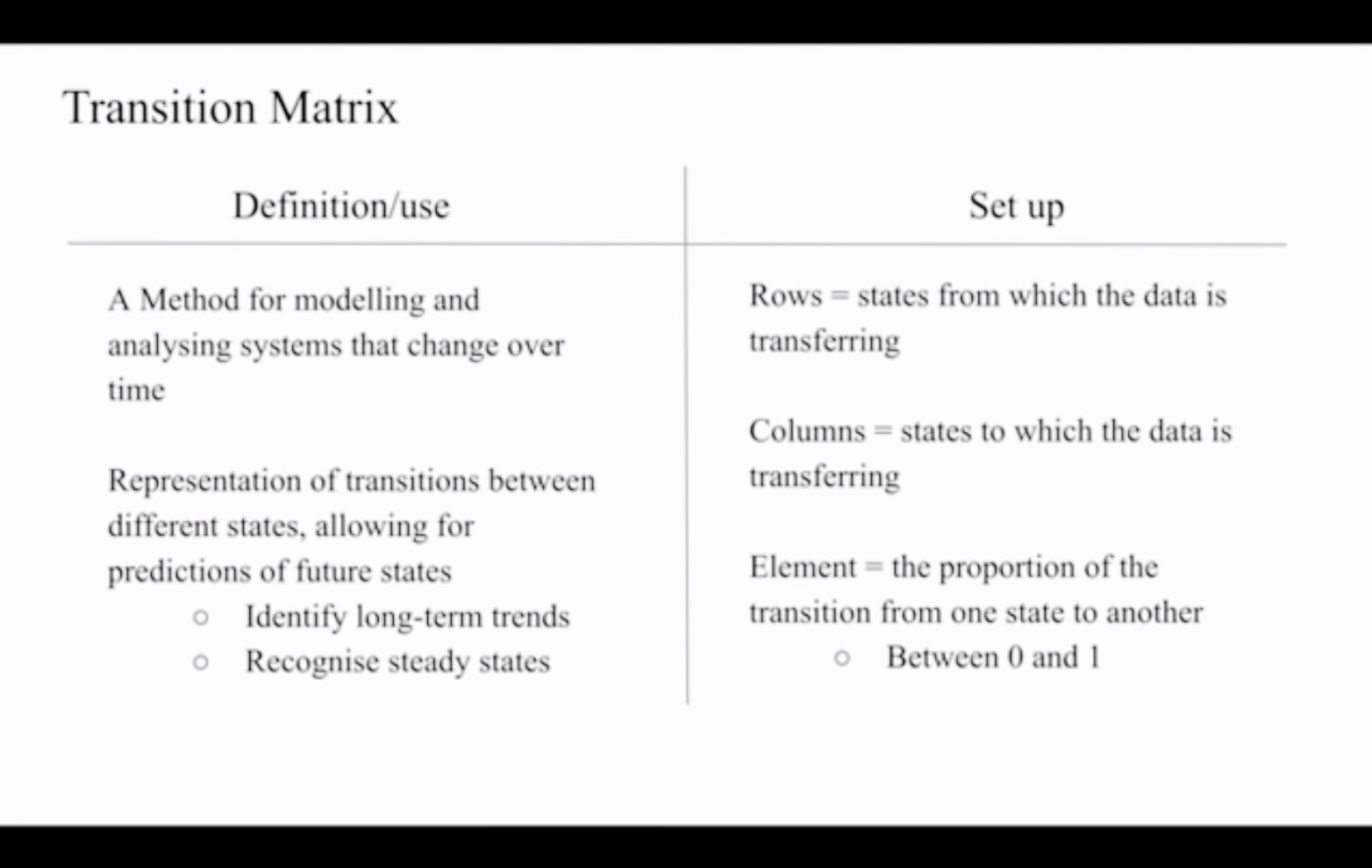The setup of a transition matrix is the rows are the states from which the data is transferring, and the columns are the states to which the data is transferring. The element of a transition matrix is the proportion of the transition from one state to another and is between 0 and 1. Markov chains.